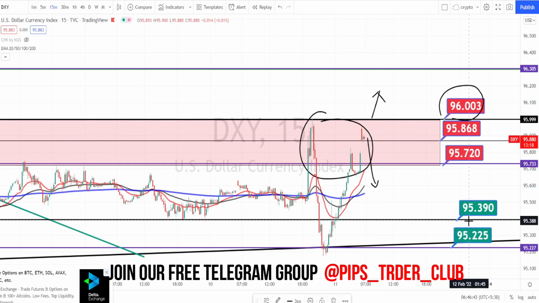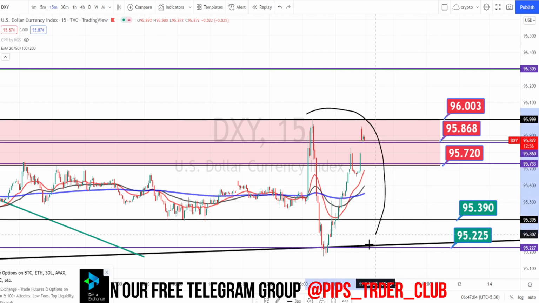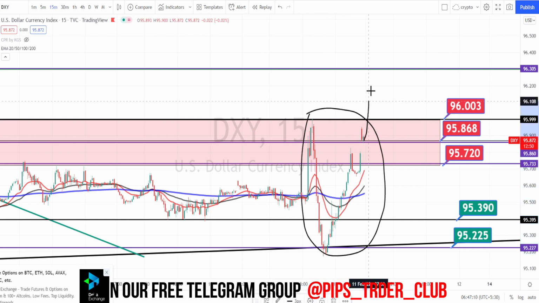Even if it falls, we can expect it to take support at the level of 95.390 and the range bound market to continue. Dollar index is inversely related to gold. So if the dollar index goes up, we can expect the gold to come down.